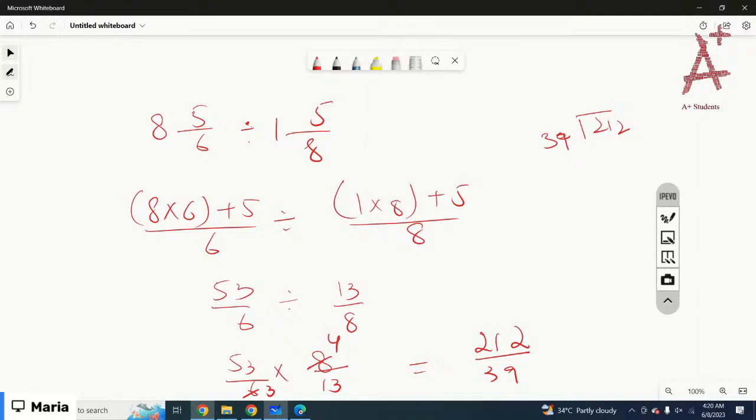212 divided by 39. We can go for 39 times 5. That is 195. Got it? So 212 minus 195 equals 17. So it would be 5 whole 17 over 39. Got it? The correct option is 5 whole 17 over 39. Got it?